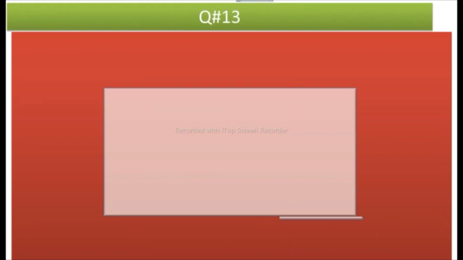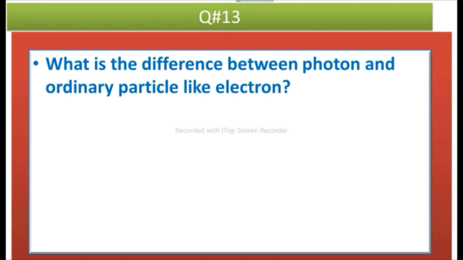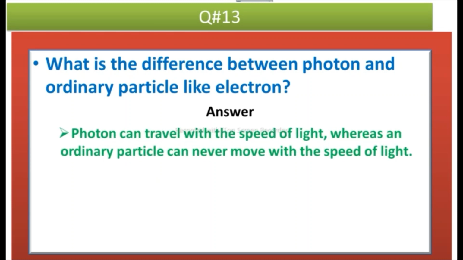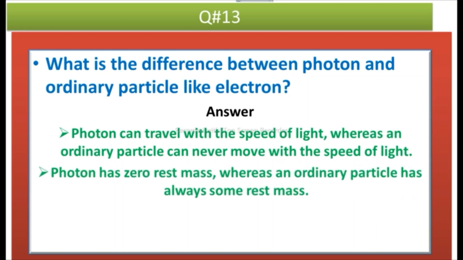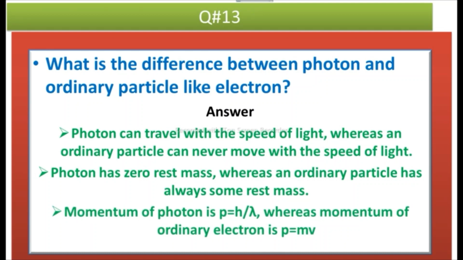The next question is, what is the difference between photon and ordinary particle like electron? Answer is, photon can travel with the speed of light, whereas an ordinary particle can never move with the speed of light. And the next difference is that photon has zero rest mass, whereas an ordinary particle has always some rest mass. And the next difference is that momentum of photon is p equal to h over lambda, whereas momentum of ordinary electron is p equal to mv.